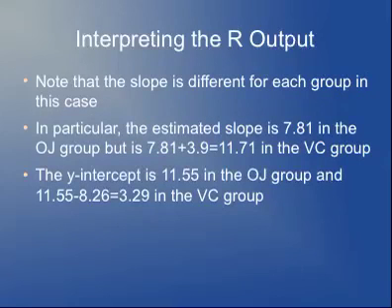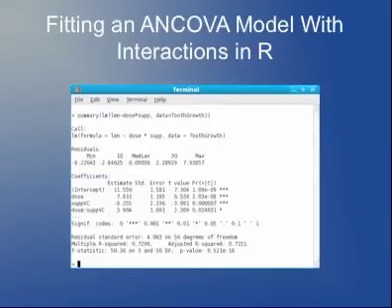And the interpretation of this R output is you get a slightly different slope for each group. I guess I should have talked about this on the other slide. What this is telling us is the orange juice group is the baseline. So in the orange juice group, the slope is about 7.8. But if you're in the ascorbic acid group, the slope is 7.8 plus 3.9. Likewise, the intercept in the orange juice group is about 11.55, but the intercept in the ascorbic acid group would be 11.55 minus 8.255, is how you would interpret that output.